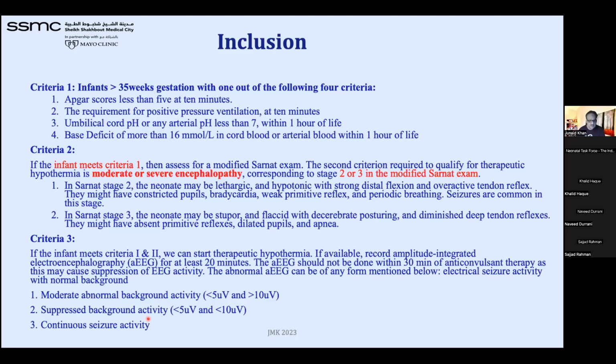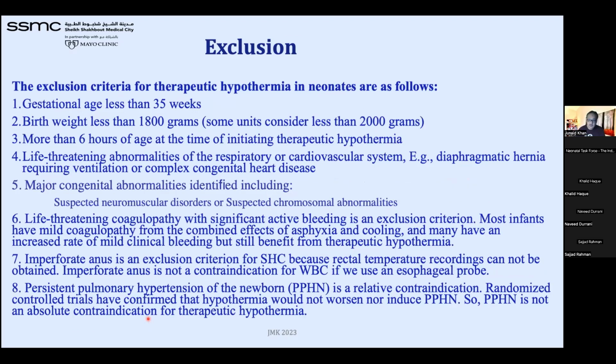Exclusion criteria: age under 35 weeks, birth weight less than 1800 grams, abnormalities of the cardiovascular system, sometimes diaphragmatic hernia requiring ventilation, or complex congenital heart disease, suspected neuromuscular disorder, or suspected chromosomal abnormalities. Sometimes it's very obvious, it's trisomy 13 or trisomy 18. Trisomy 21, we are still including in the cooling. Life-threatening coagulopathy, imperforate anus, because you cannot put the probe, and we are not using the esophageal probe.